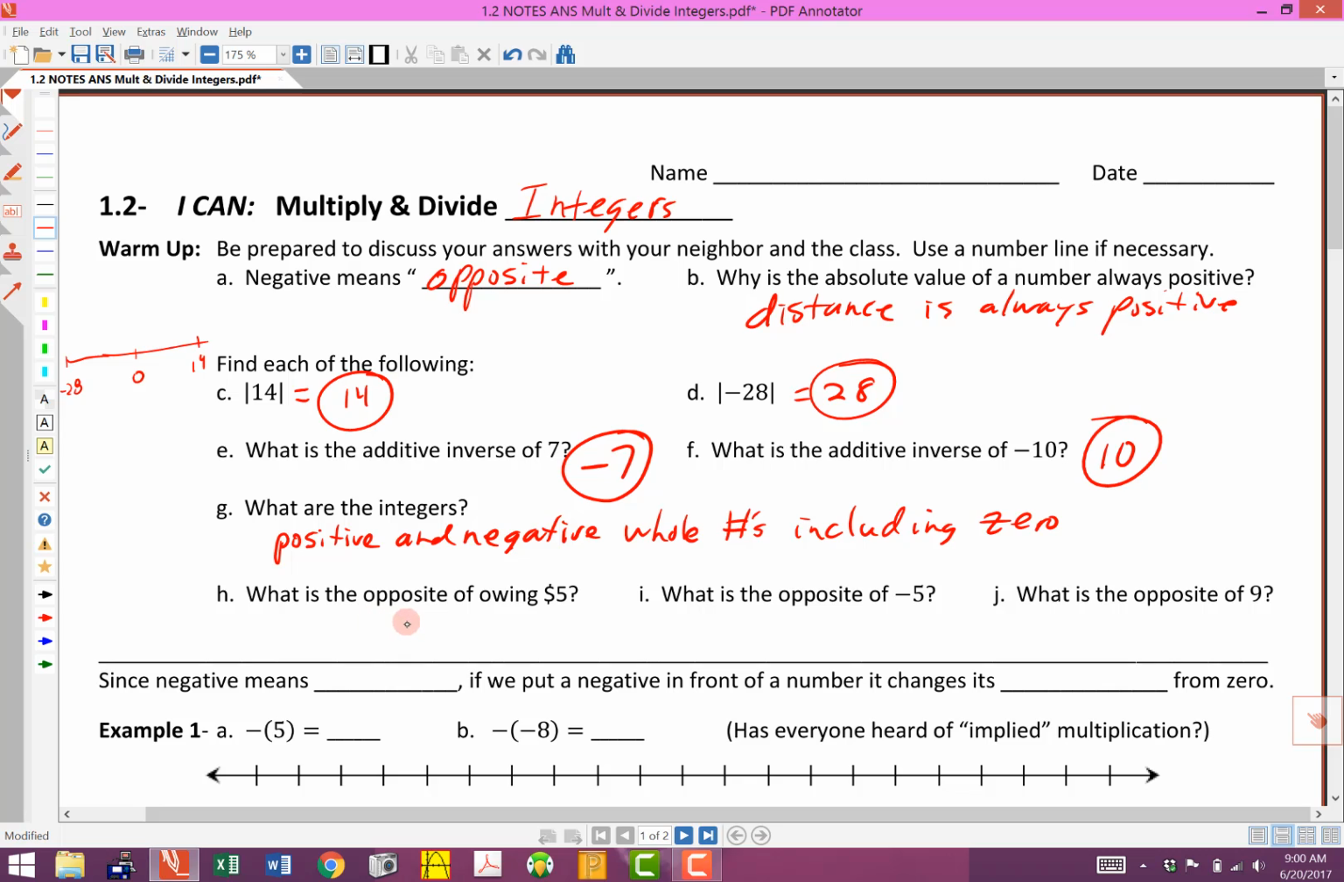And let's be careful with each one of these right here. This one says, what is the opposite of owing $5? Well, that would be having $5 that you don't have to pay anybody. What is the opposite of negative 5? This is kind of like the questions that we had up here. So the opposite of negative 5 would be positive 5. And again, we don't have to put a positive sign in front of that. We just assume that it's positive. And it says, what is the opposite of 9? Well, that's going to be negative 9. Again, the word opposite can be interpreted as negative. And these are very similar to the questions that we had up there.